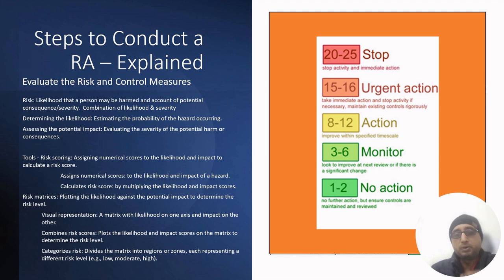But if the value goes between 15 to 25, then it is very serious and you cannot carry on your activity. You have to stop it immediately. You first take the action, you implement the controls, bring the risk rating below, to the reasonably practicable level, and then you can proceed with the activity.